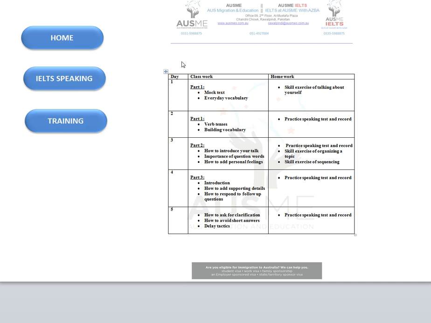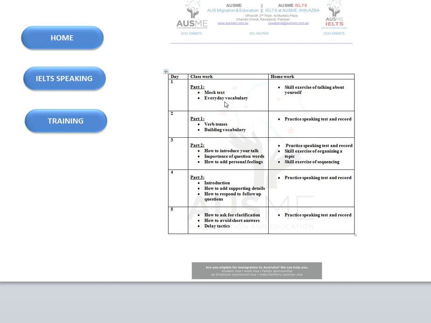So the first column here is for the days. As you can see, we have our 5 days outlined here. The classwork that we have for the day 1, we look for the part 1. So first we'll have a mock test for students on the speaking test.